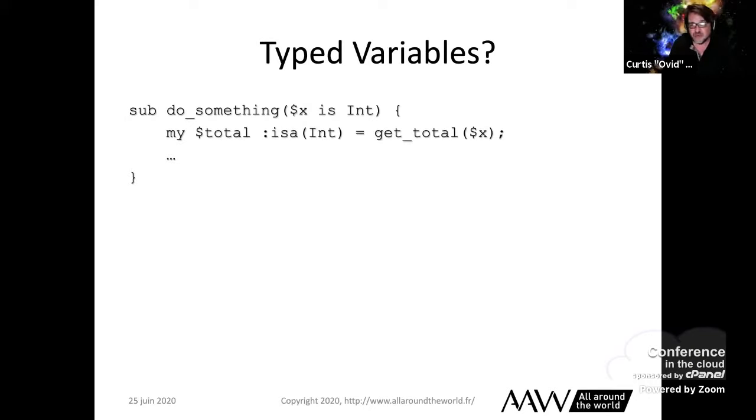What about typed variables? My total is an int. Now, this is part of the reason why types are problematic. So in this particular case, this is going to be a runtime check because we don't know what get total is going to return. But you'll notice the type definition in the signature has a different syntax. We don't want to have declaring types in different places that have to use different syntaxes, so that's something we're going to have to work on.